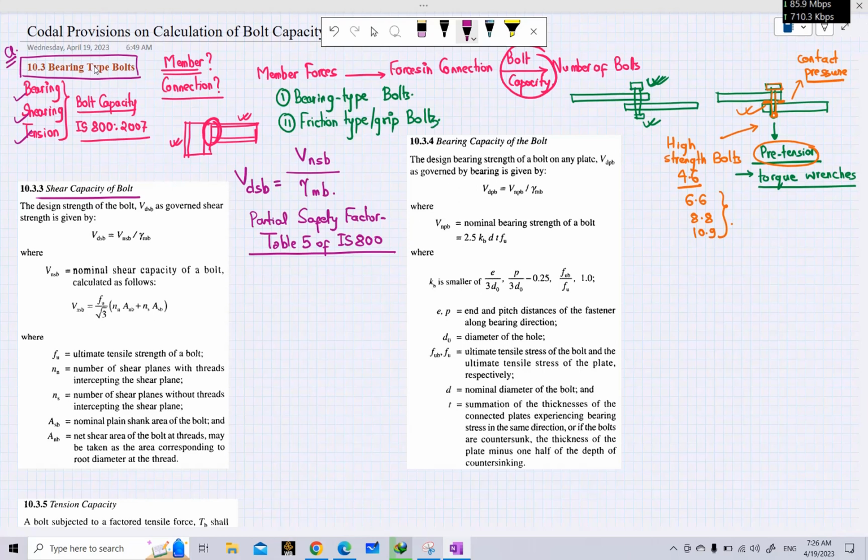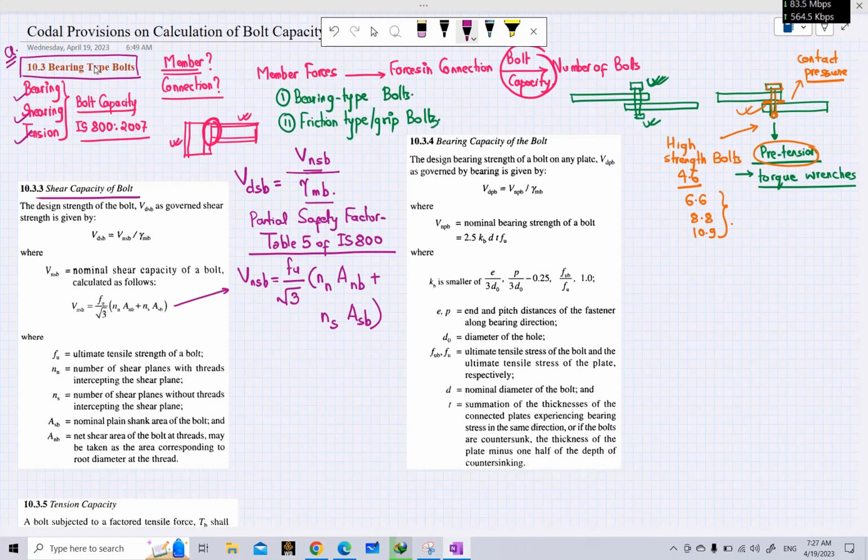We will look at the partial safety factor in our next lecture when we will perform a numerical for the calculation of bolt capacity. So the design shear strength of bolt is given by the nominal shear strength of bolt divided by the partial safety factor. So how is this nominal shear strength calculated? It is given here. Nominal shear strength of bolt is given as the ultimate tensile strength of bolt divided by root 3, times (Nn Anb + Ns Asb).